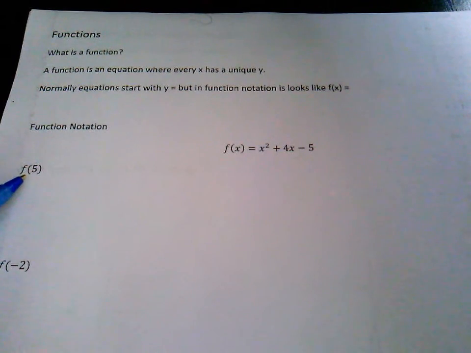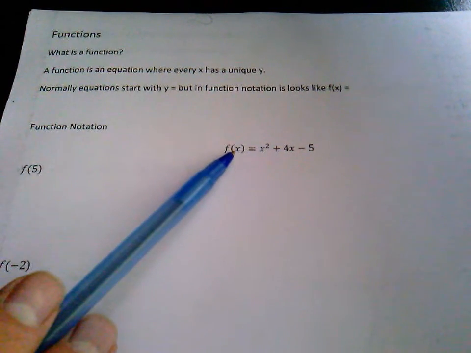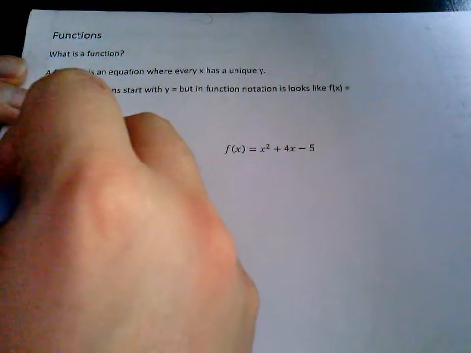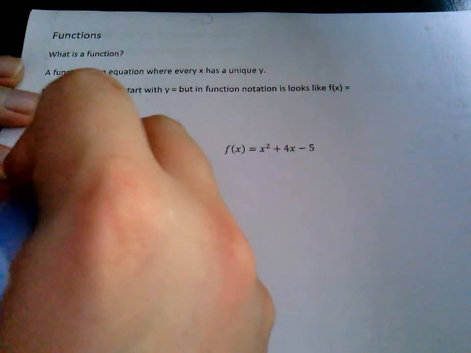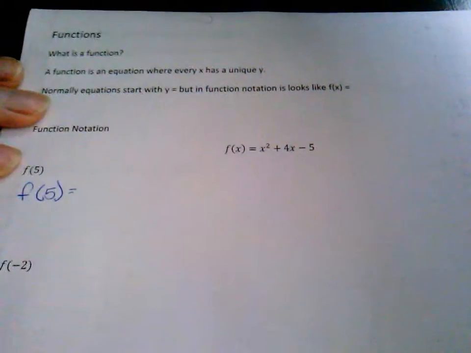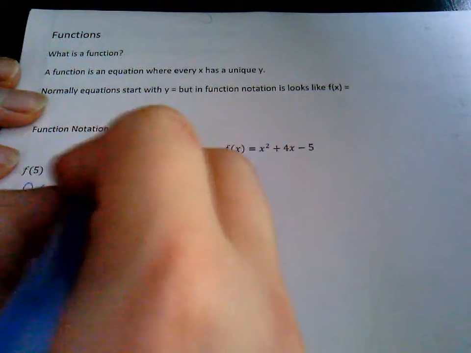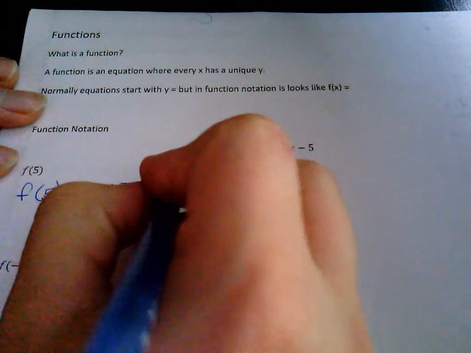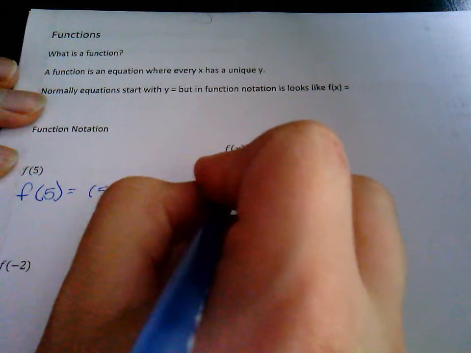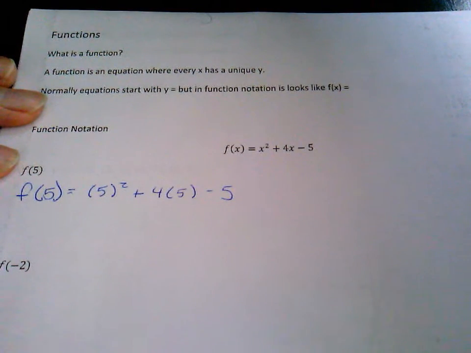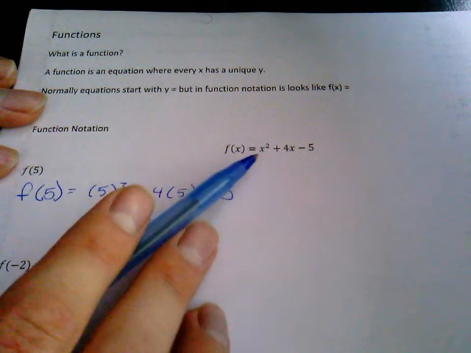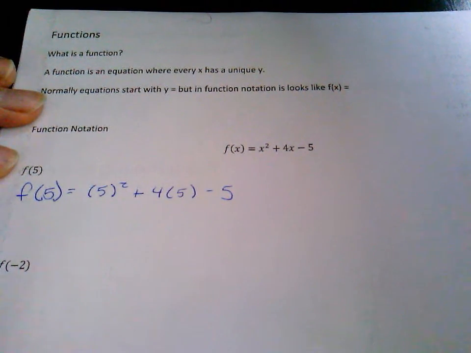So by that conclusion, we had to think of it like this. This 5 is going to be used to plug in for x. Since this is x, we're going to take all of these x's and replace them with 5. So f of 5 equals 5 squared plus 4 times 5 minus 5. Notice how all I did was replace all the x's with 5's. Now we just solve till the end.